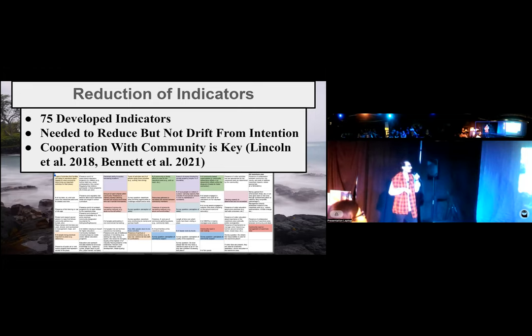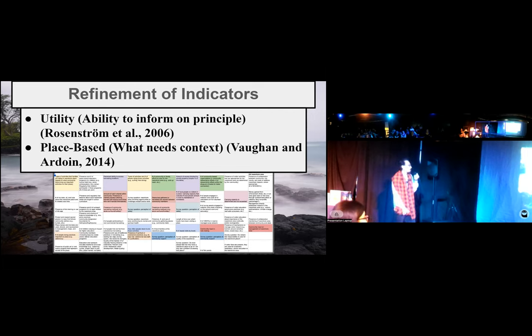At the start of this process, we had somewhere above 75 indicators, which was quite a lot to expect community partners and management to effectively use the entire suite of. So we wanted to lower that number, but not drift away from the intention that the community provided when they set these out. Speaking to the core point, continued cooperation with community is key if this is going to be implemented in a correct fashion.